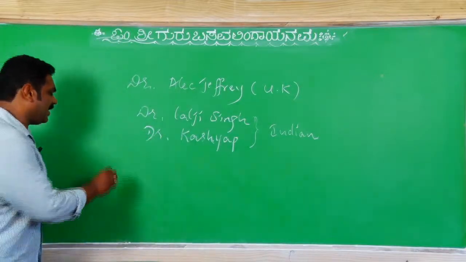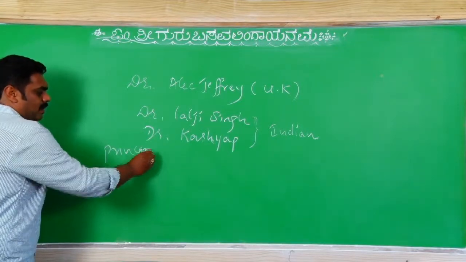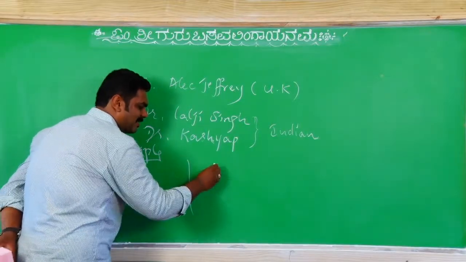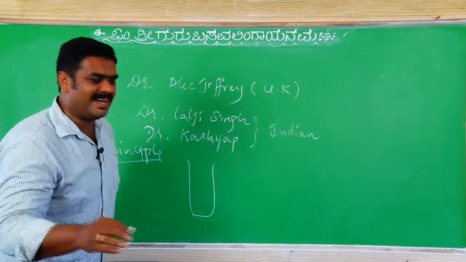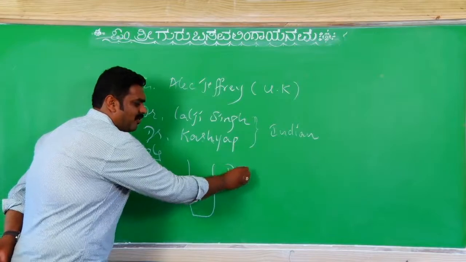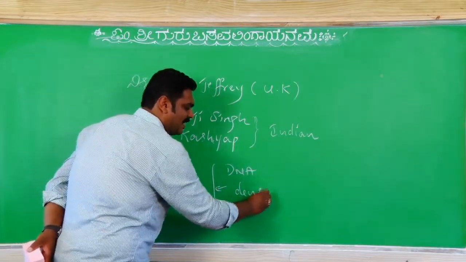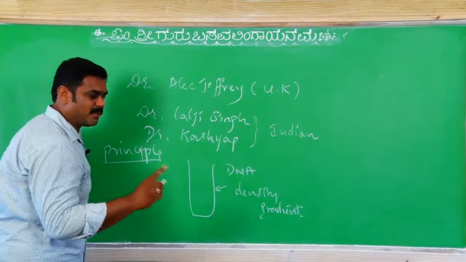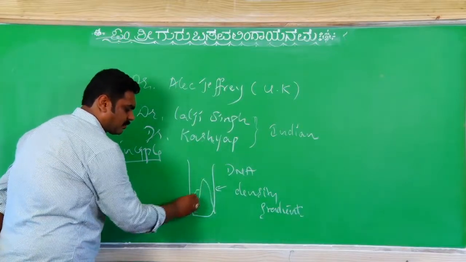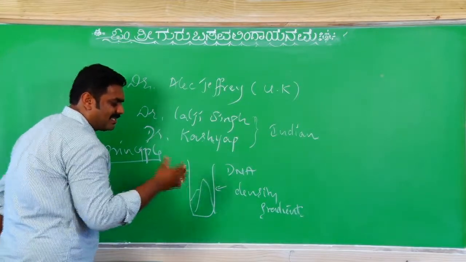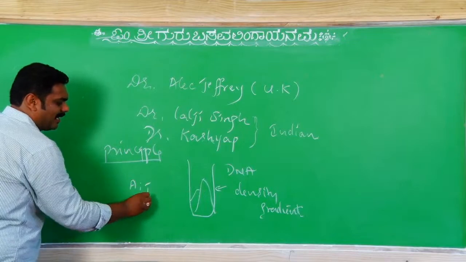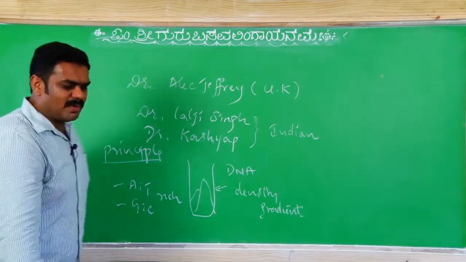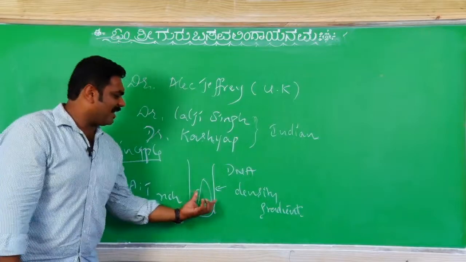Now, what is the principle? The principle behind this technique was that when human DNA is centrifuged through a density gradient, we get two peaks, a larger one and a smaller one. This might be because of something AT rich or GC rich, could be either. See, there is one smaller peak and one larger peak.